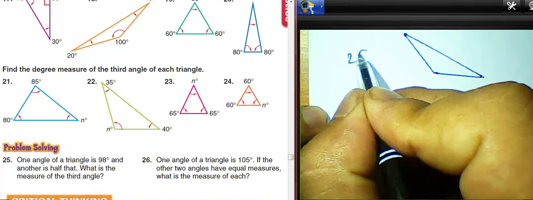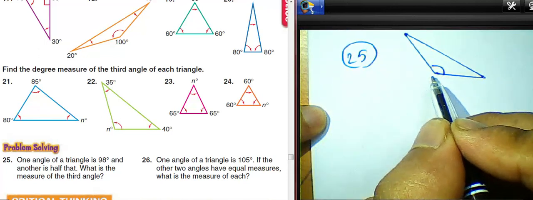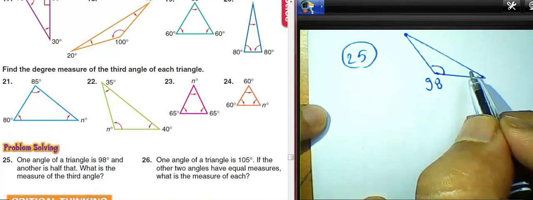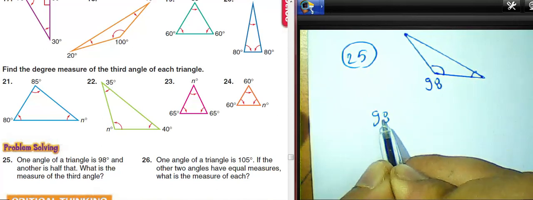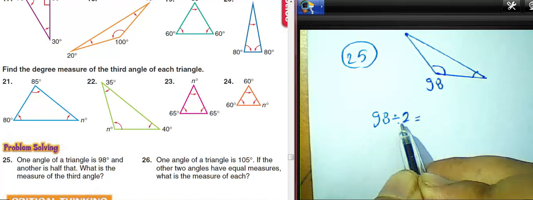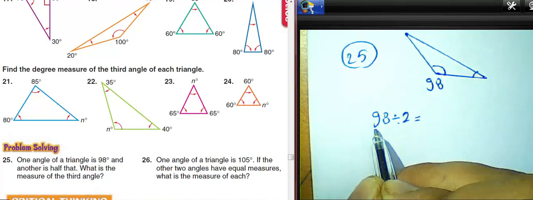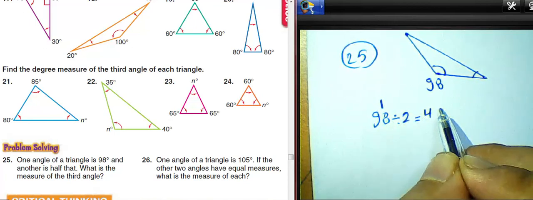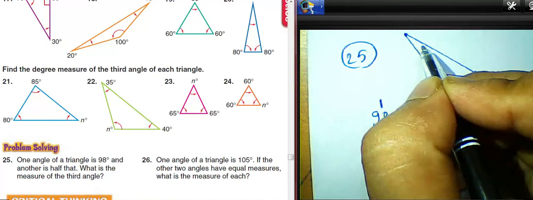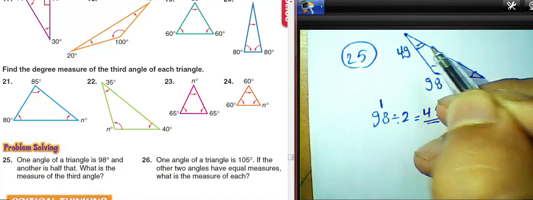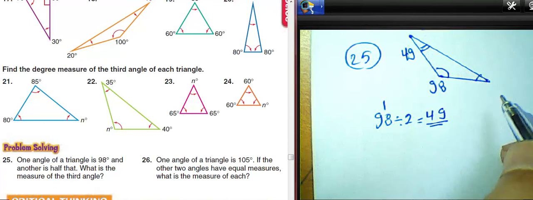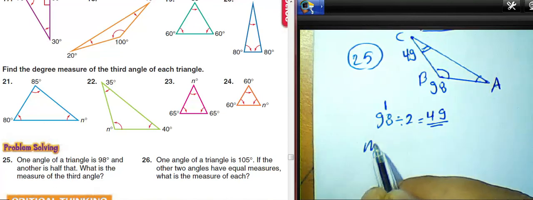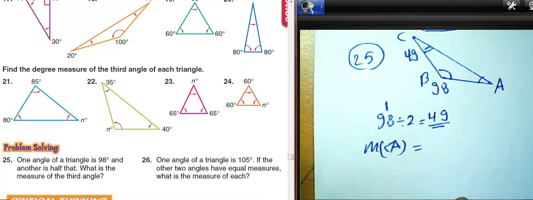So in this example, one angle is 98, and another is half that, half of 98. 98 divided by 2: 9 divided by 2 equals 4 with remainder 1, and 18 divided by 2 equals 9. So the measure of this angle is 49. And what about the third? Look here, it will be A, B, and C. We want to find the third angle, which we will name A.